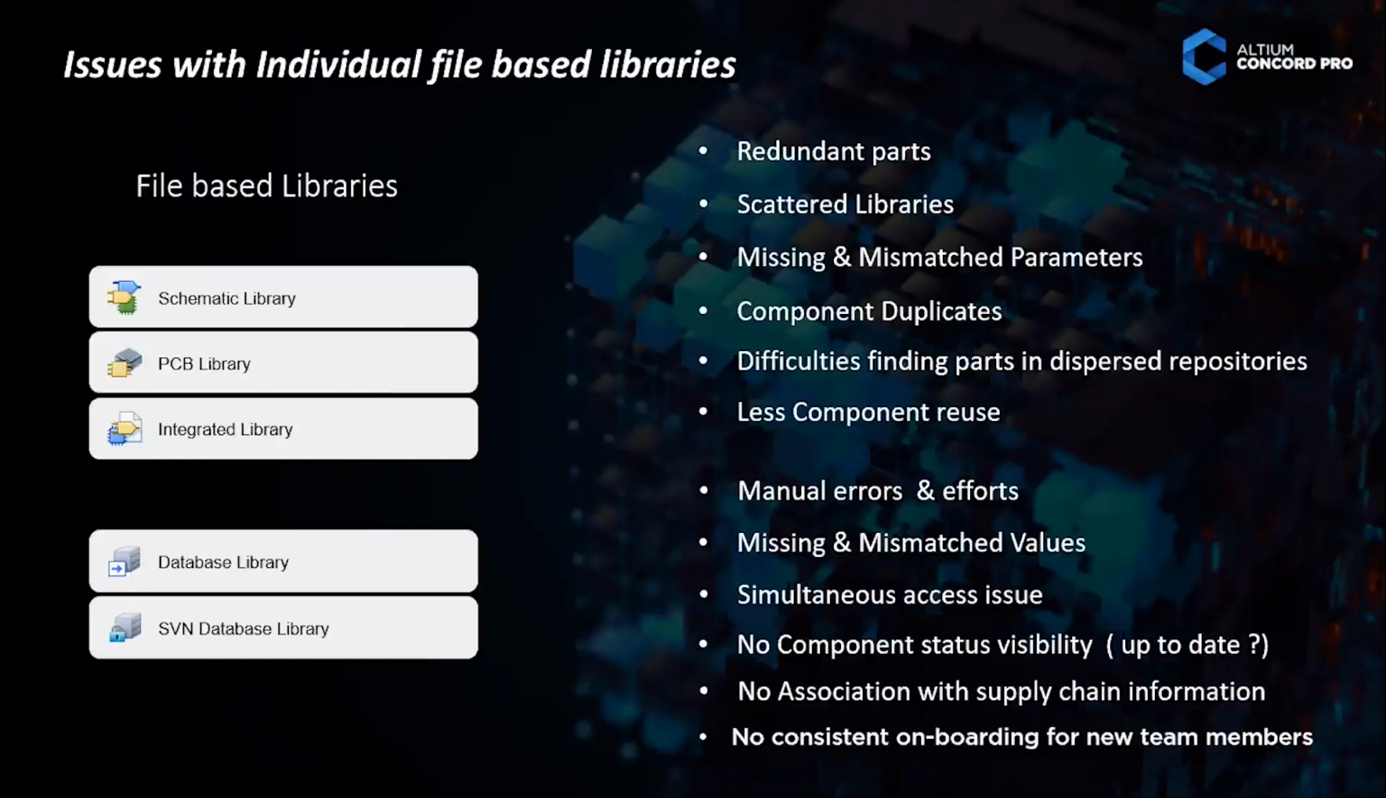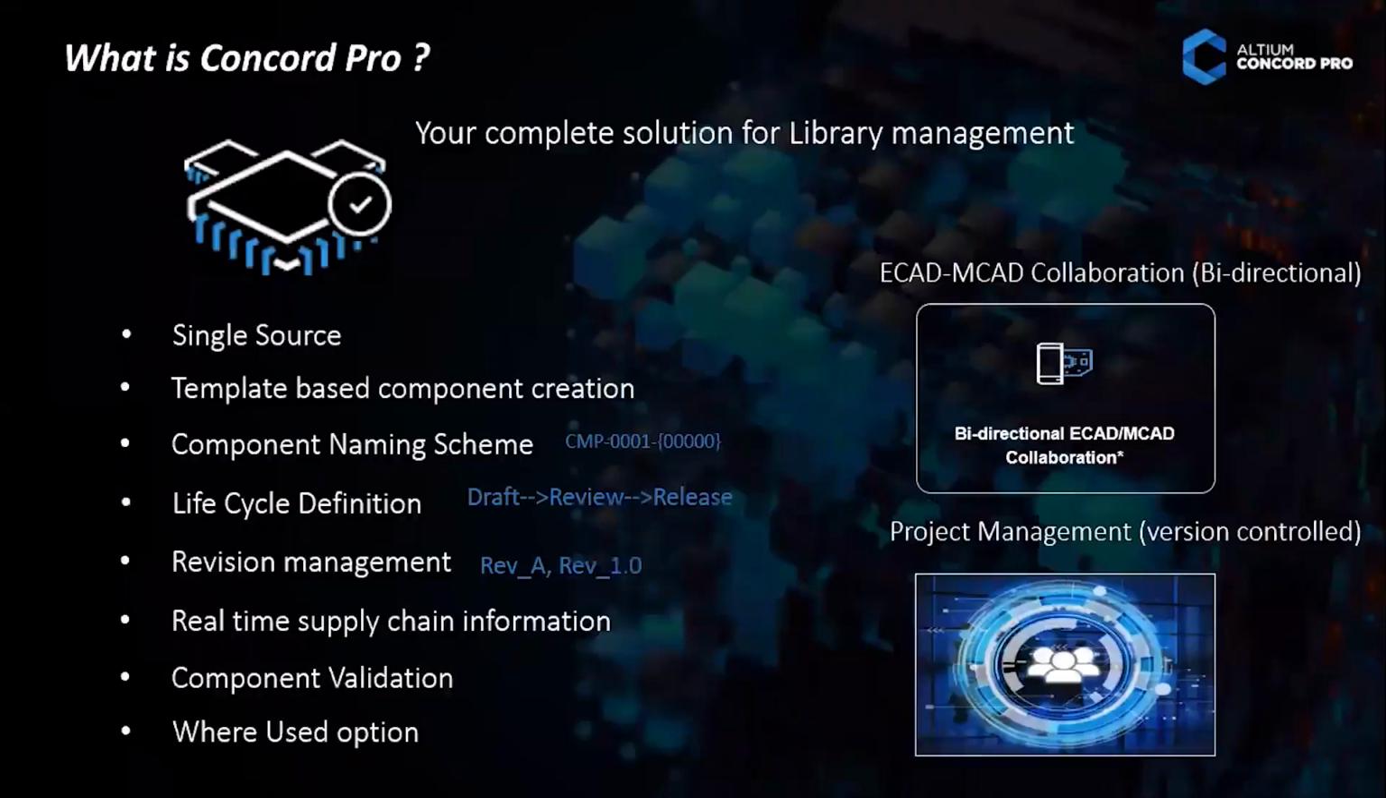So now we have Concord Pro. Concord Pro is your complete solution for library management. Why we are saying it's a complete library management is because it's a single source. You can keep it in your company server. And now we have Altium 365 also. So you can have both options, either the on-premise Concord Pro server or the cloud-based server. If you have multiple branches, then you can go with the Altium 365 cloud-based library server.